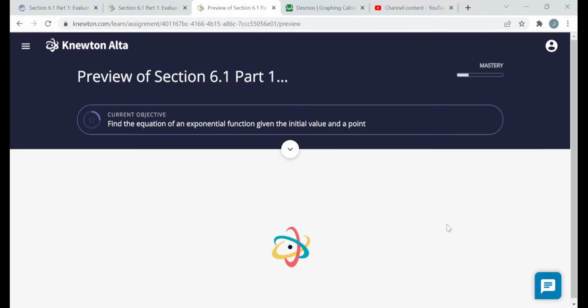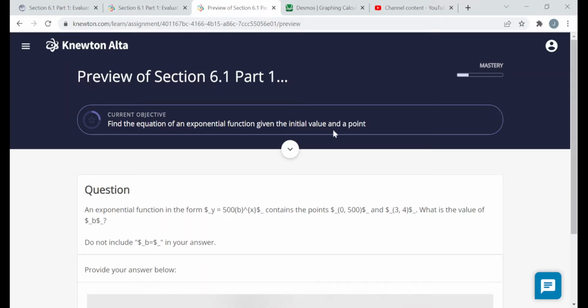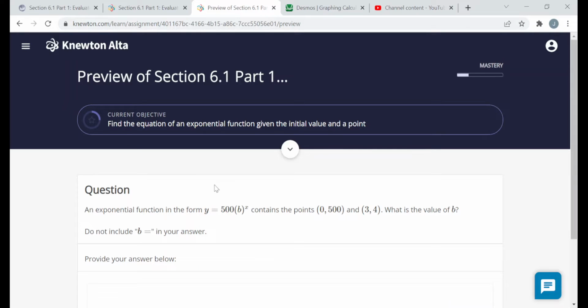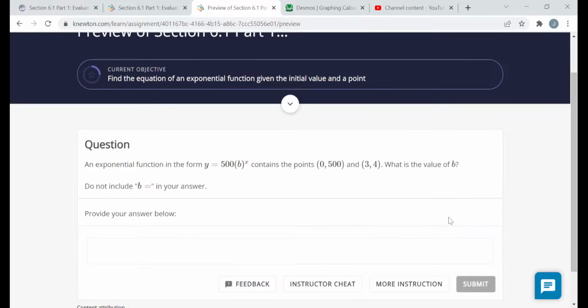All right. Next. All right, so sticking with the same objective, here we have an exponential function in the form y equals a times b to the x, where 500 is that initial value. It contains the points 0, 500, which we already knew. Right? If x was 0, y would have to be 500. And 3, 4. What is the value of b? Now we're only asked to find the value of b, right? We are not asked to write the function, just the value of b. And that's where that point 3, 4 comes in.